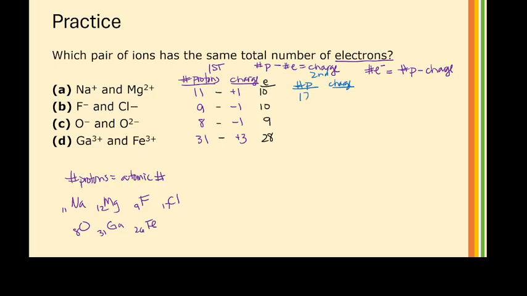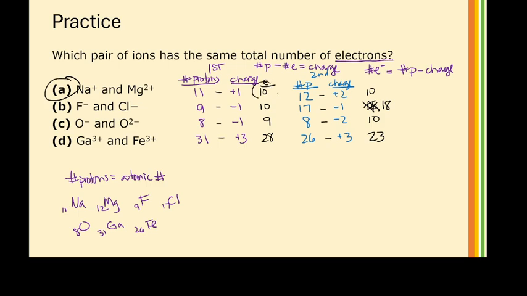So magnesium is 12, chlorine is 17, oxygen is still 8, iron is 26, and then the charges: this one is +2, this one is -1, -2, +3. When I subtract them, the protons minus the charge, this one's 10. Note that right away we got the first one, but 17 minus 1 is 16. Oh wait, minus -1, sorry, 18. Watch out. 8 minus negative 2, this one's 10. 26 minus 3 is 23.